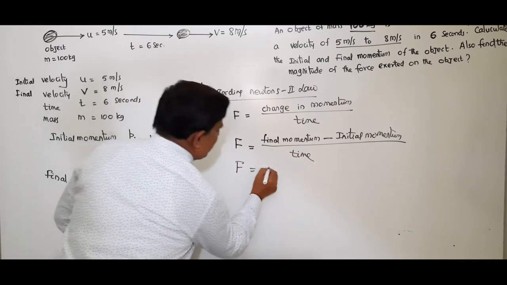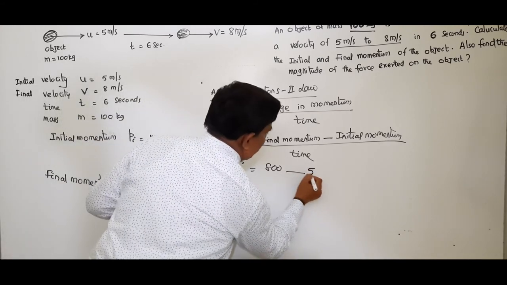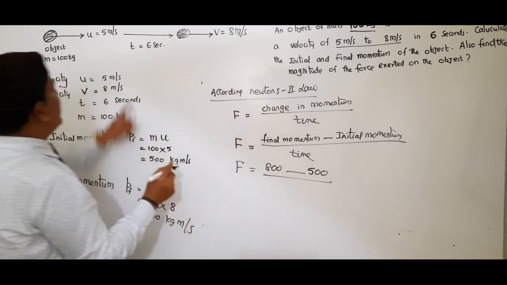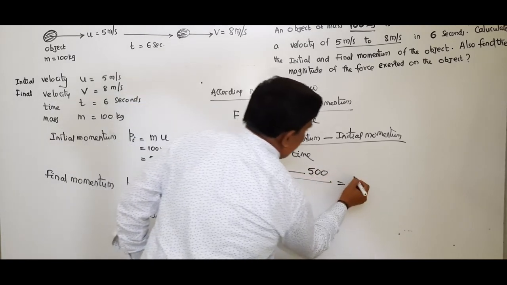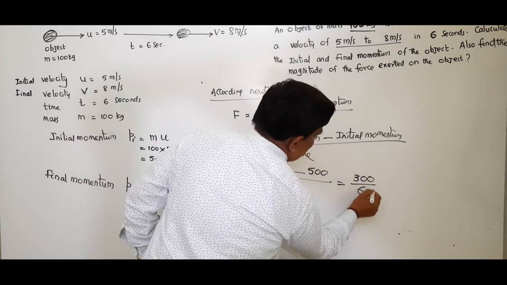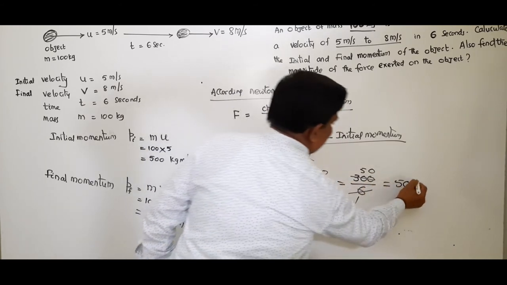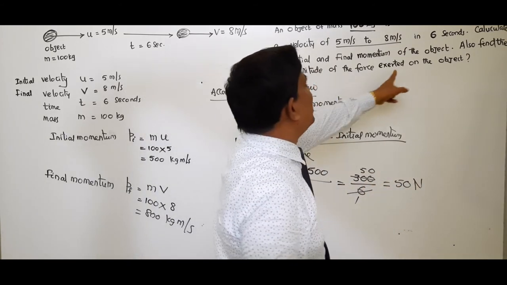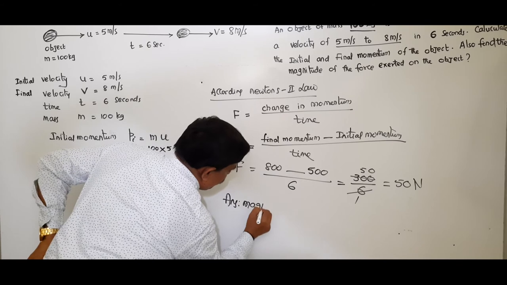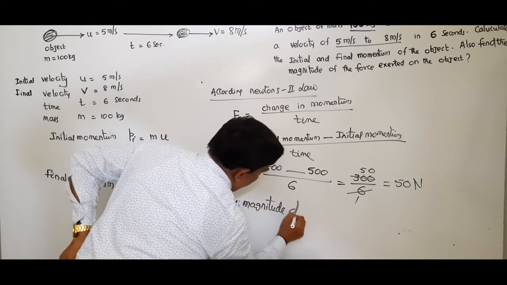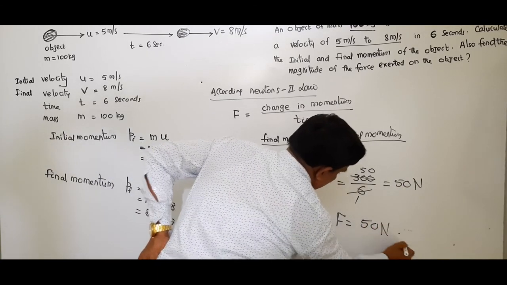Now F is equal to final momentum 800 minus initial momentum 500, by time taken 6 seconds. 800 minus 500, 300 by 6. 6 5s are 30, nothing but 50. Force unit is Newton. They are asking the magnitude of the force. Answer: magnitude of force F is equal to 50 Newton.